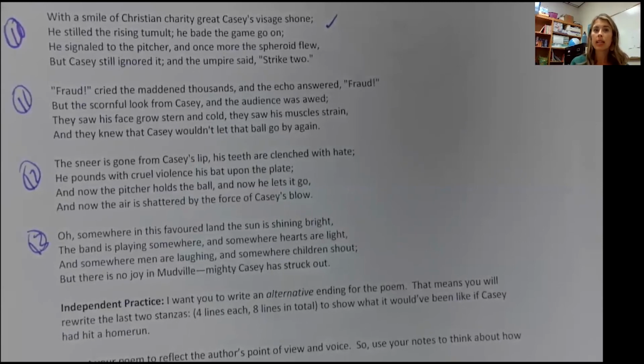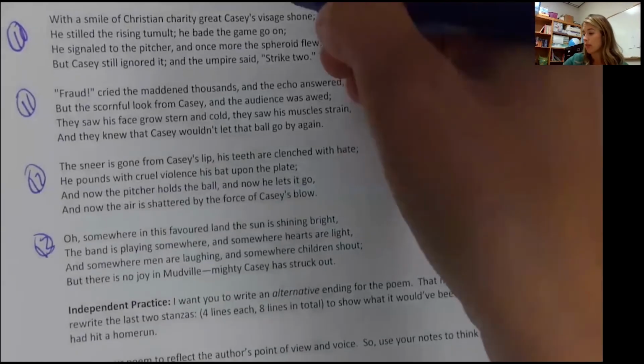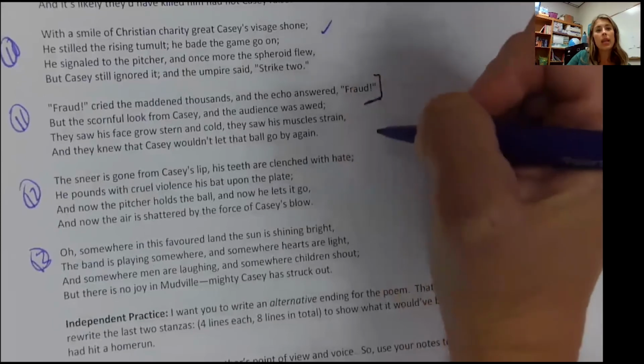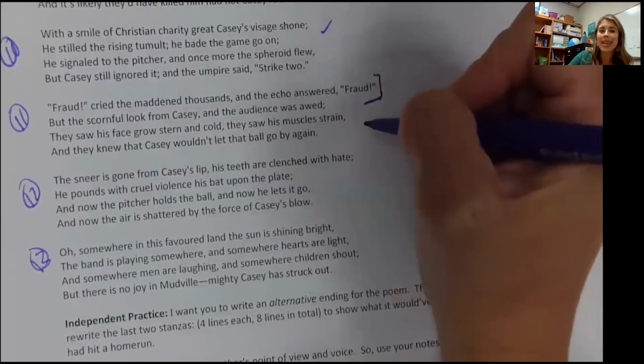The first part of the stanza, we see the fans are still angry. Fraud, they're yelling. And although we haven't been focusing on Casey, the yelling of the crowd changes the way he feels.